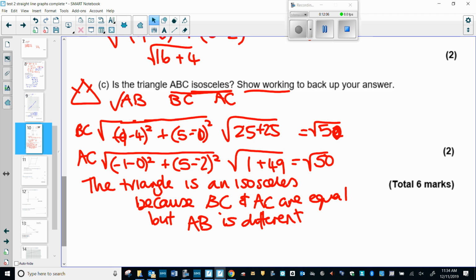Does it not have to be like this, with the two on the side? No, it doesn't matter where it's drawn. The features of an isosceles triangle are that two of them are equal and one is different.